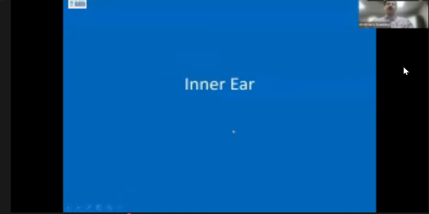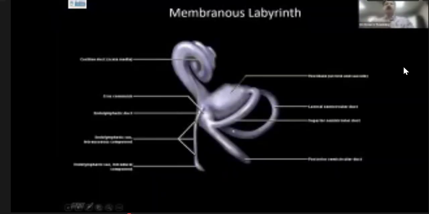And from here, a bit about the internal ear. I'm not at all going to go into the details of the internal ear, which is beyond our curriculum. But please remember that the internal ear has an exoskeleton which is bony. We call it the bony labyrinth. And inside is a fluid-containing structure which is known as the membranous labyrinth.